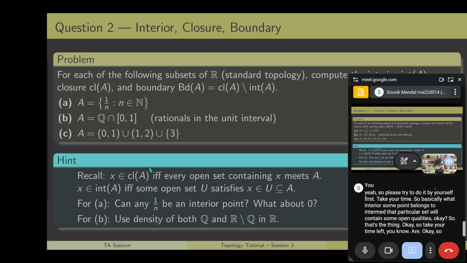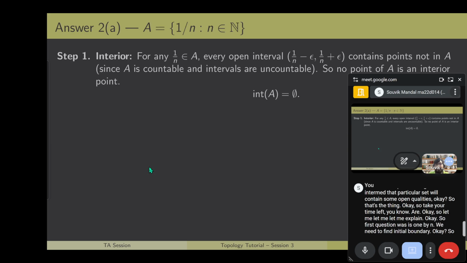Okay, so let me explain. So the first question was A is 1 by n. We need to find its interior, closure, and boundary. For all 1 by n, we consider the open interval 1 by n minus epsilon to 1 by n plus epsilon. This full open interval cannot lie within A because this full interval is uncountable, but A is a countable set. So that's not possible. So the interior of A is empty.